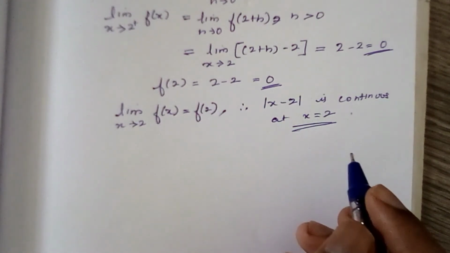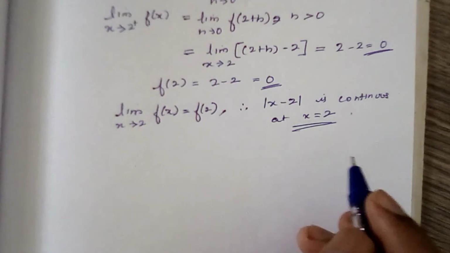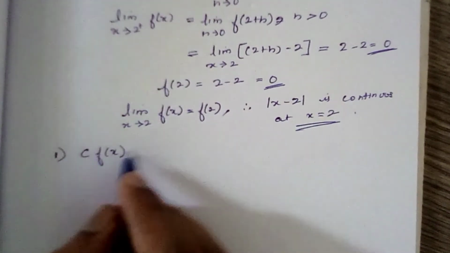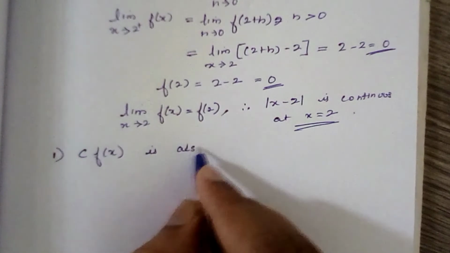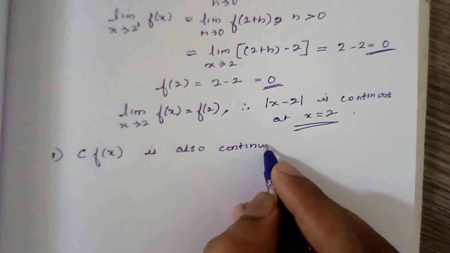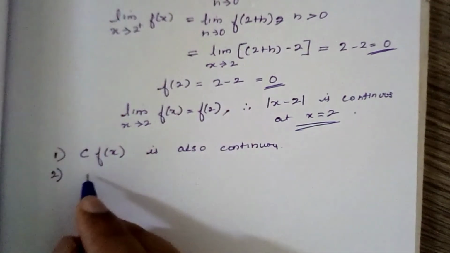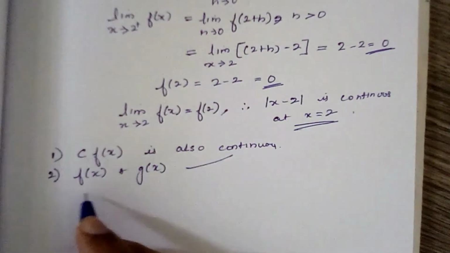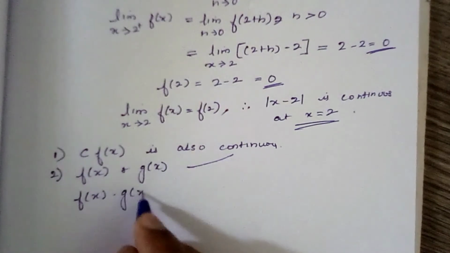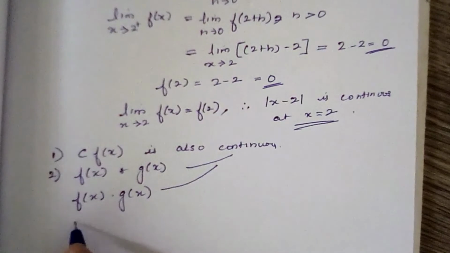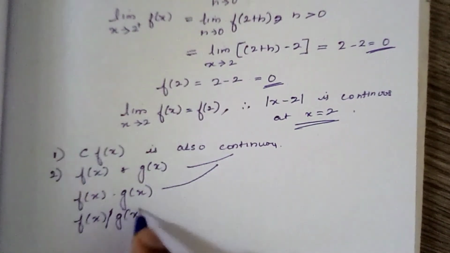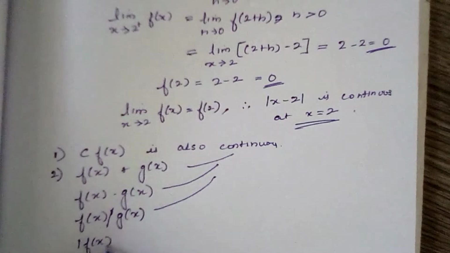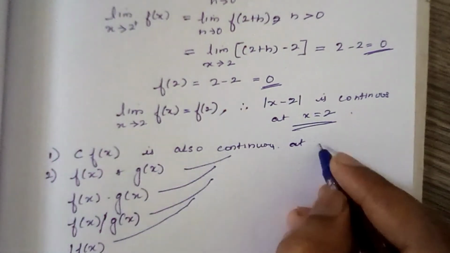If f of x and g of x are two functions which are continuous at the point x is equal to a, then we can say c into f of x is also continuous. f of x plus g of x is also continuous. f of x into g of x is also continuous. f of x divided by g of x is also continuous, and mod of f of x is also continuous at x equals a.